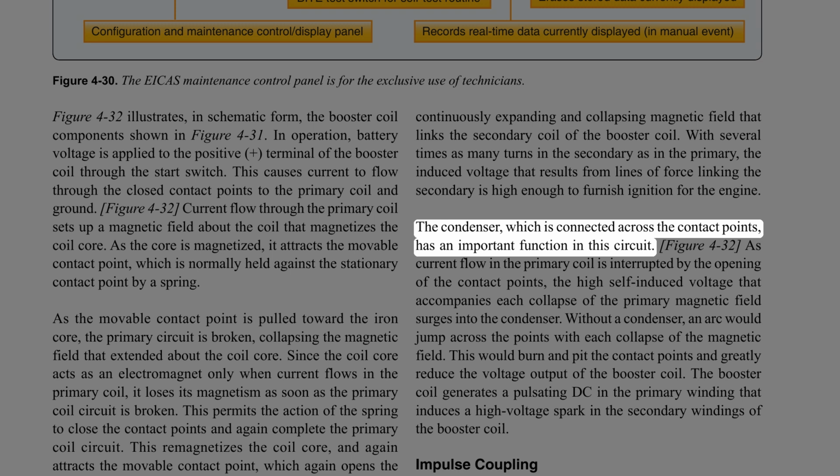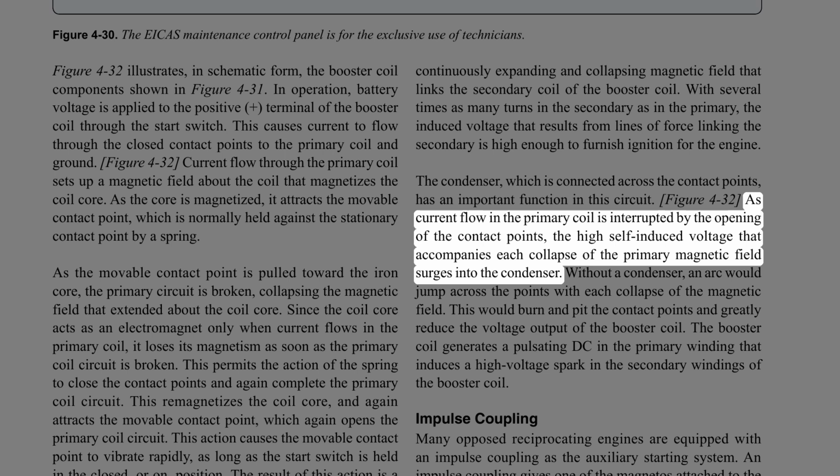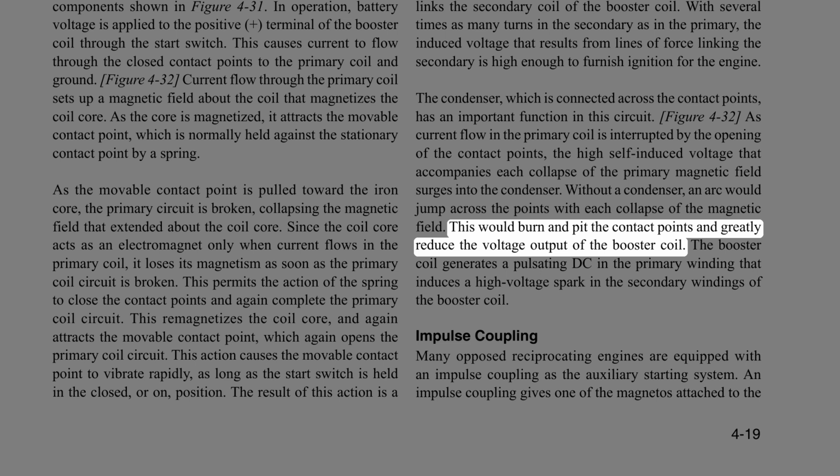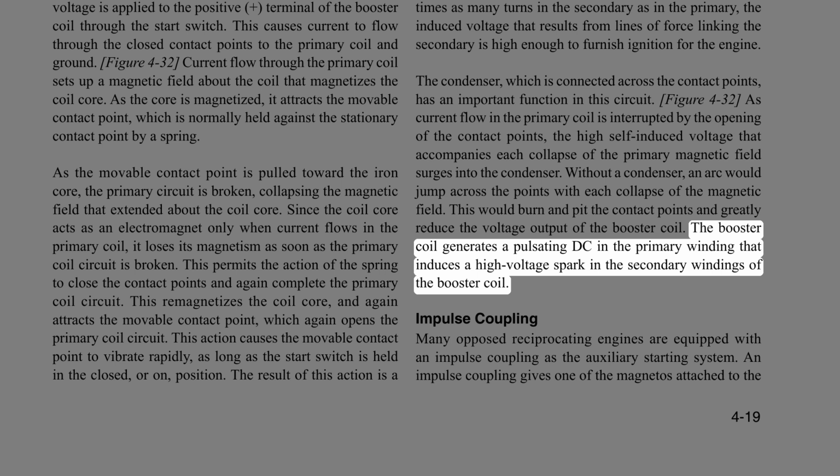The condenser, which is connected across the contact points, has an important function in this circuit. As current flow in the primary coil is interrupted by the opening of the contact points, the high self-induced voltage that accompanies each collapse of the primary magnetic field surges into the condenser. Without a condenser, an arc would jump across the points with each collapse of the magnetic field. This would burn and pit the contact points and greatly reduce the voltage output of the booster coil. The booster coil generates a pulsating DC in the primary winding that induces a high voltage spark in the secondary windings of the booster coil.